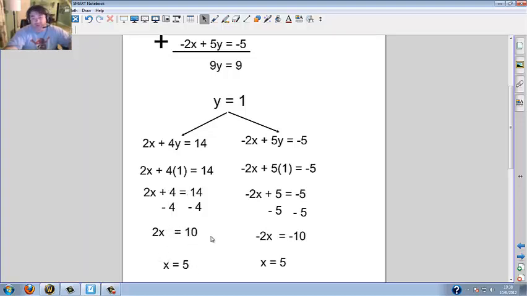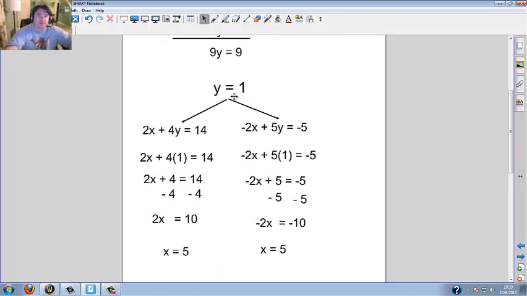2x equals 10. Divide by 2 to both sides. X equals 5. Over here, plug the 1 in. 5 times y, 5 times 1 is 5. So negative 2x plus 5 equals negative 5. Minus 5, minus 5. Negative 2x equals negative 10. Divide by negative 2 to both sides. You notice you get 5 again.